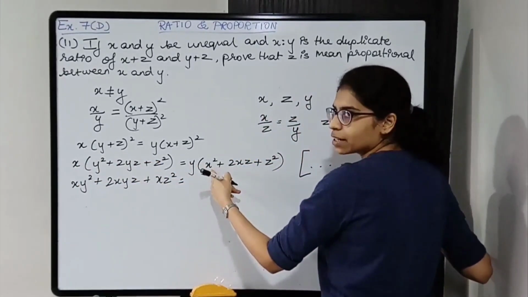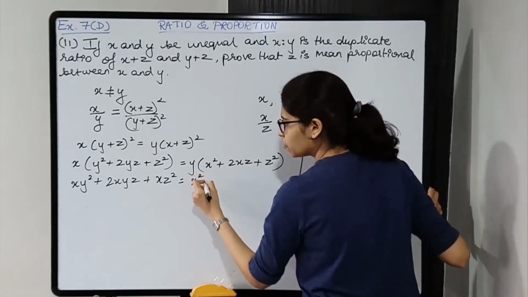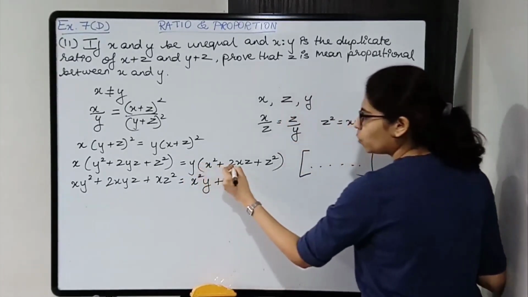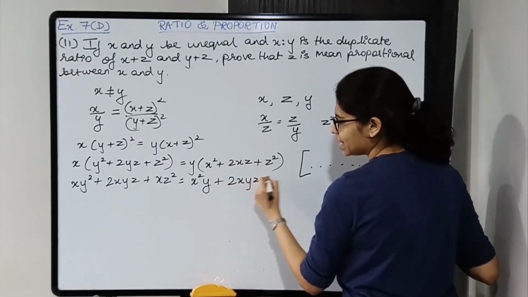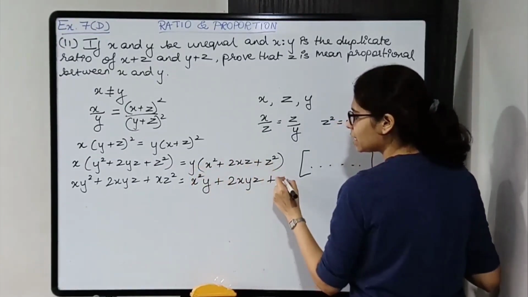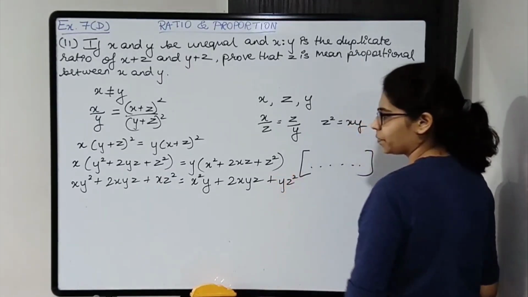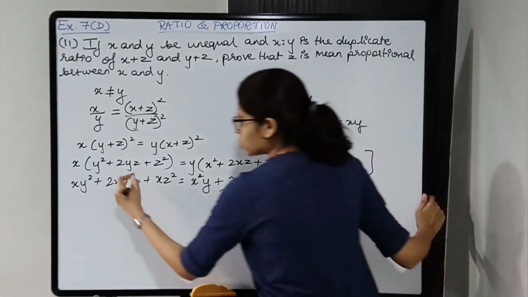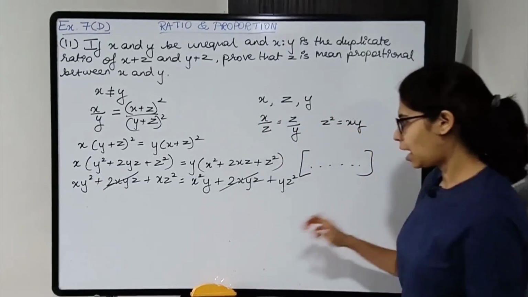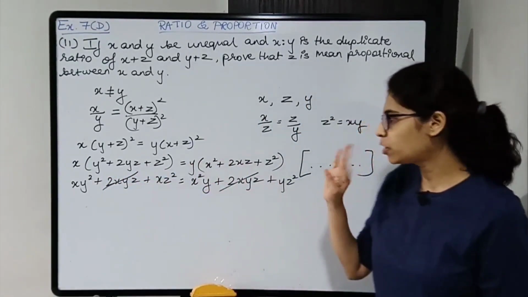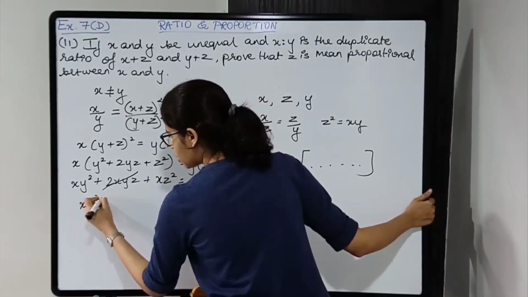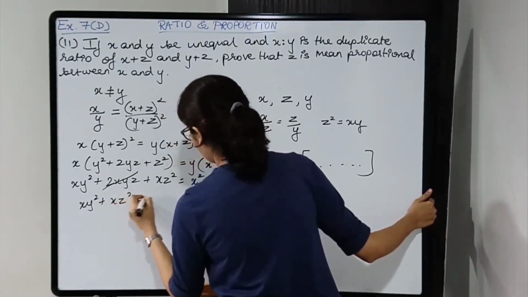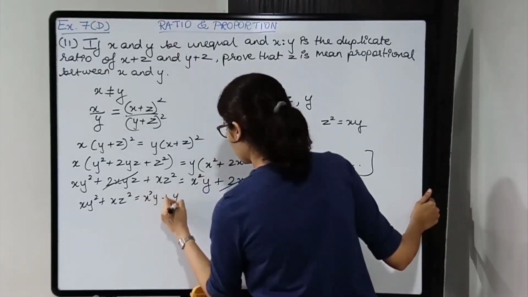y into x square, in alphabetical order, x square will come first, then y. 2 into y into x into z, so it will give me 2xyz. y into z square, yz square. Okay? This will get cancelled and rest is remaining. Okay? These 4 terms are remaining. So xy square plus xz square is equal to x square y plus yz square.